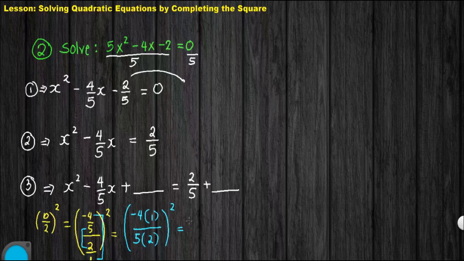Now, I'll simplify first the numbers inside the parentheses. That is what PEMDAS says. This first: negative 4 times 1, we have negative 4. Okay? 5 times 2, that is 10. Quantity squared. Okay, not yet done, but we still need to get the simplest form. So let us get the lowest term first.